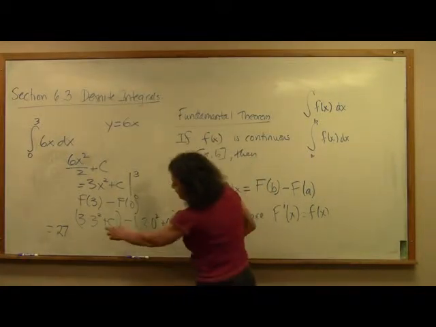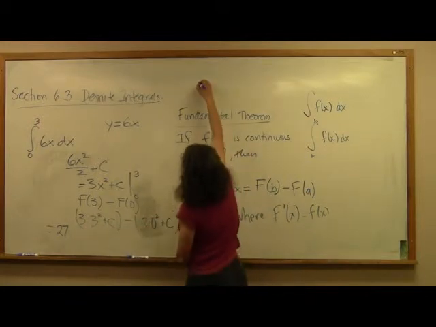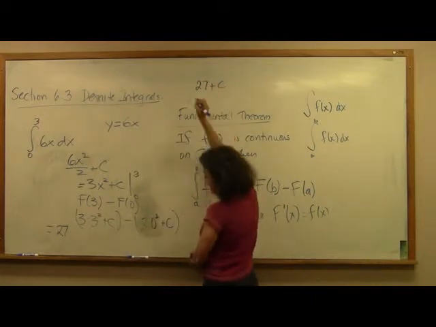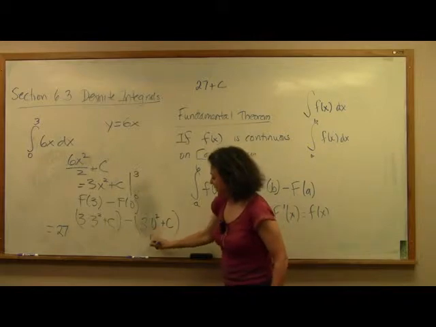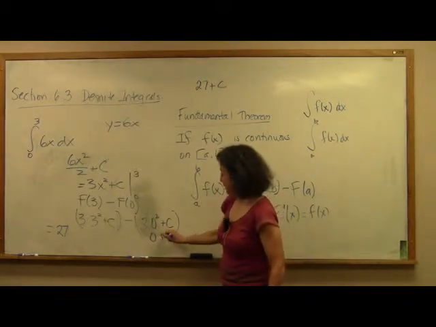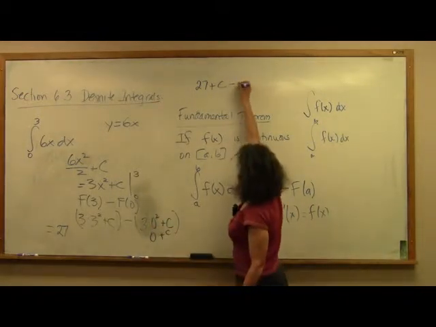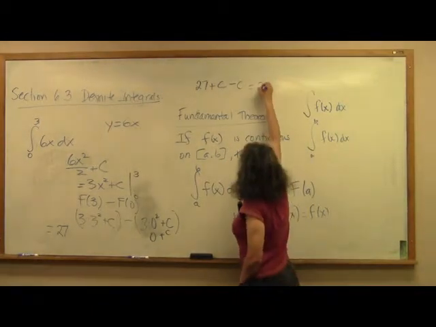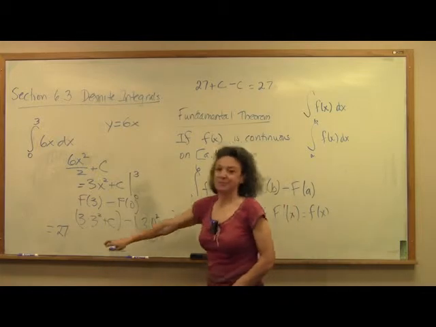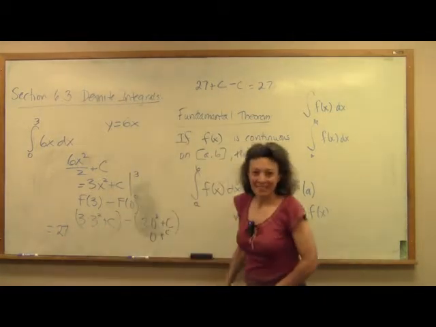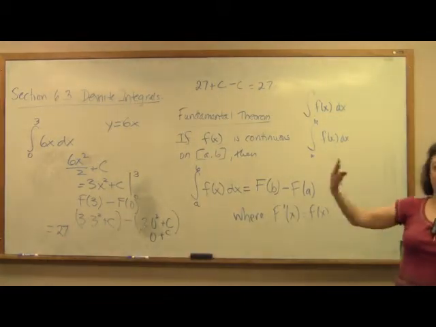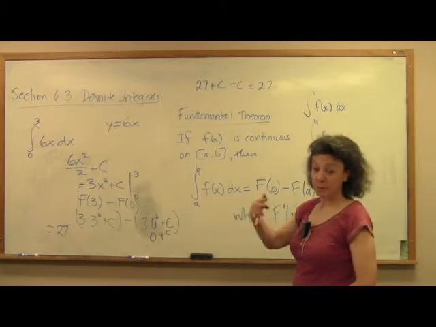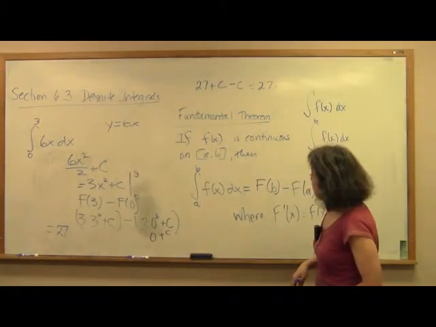All right, well, 3 times 3 squared, that gives me 27 plus c. Okay, I think you'll grant me that this is 0 plus c. I distribute my negative sign. That just gives me a minus c. And so we got 27. Look familiar?